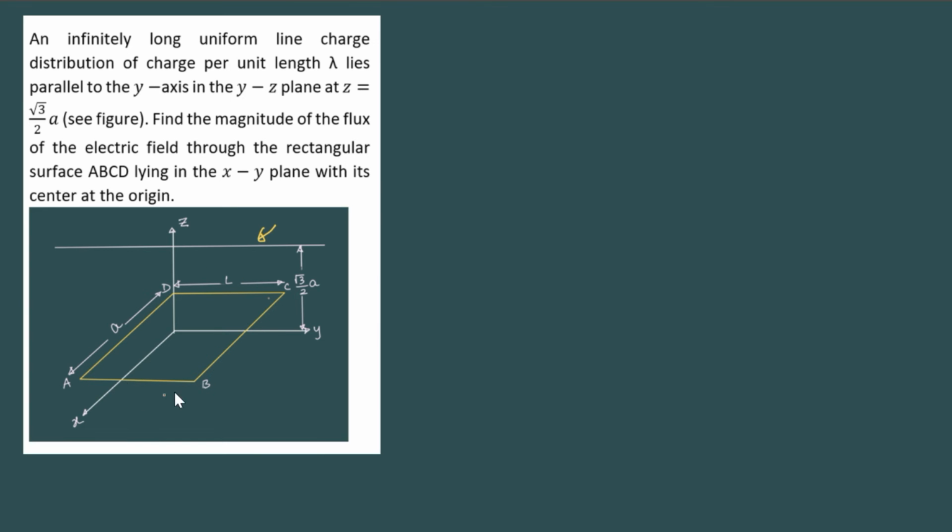Do you see a rectangle ABCD here? The dimensions of the rectangle are a and L. We're asked to find the electric flux through this rectangle.